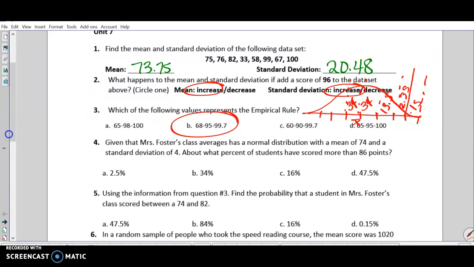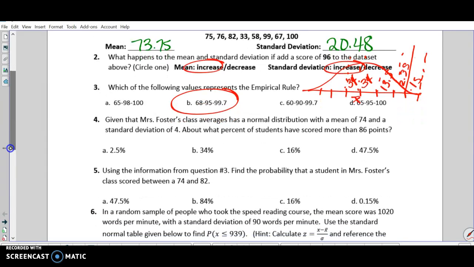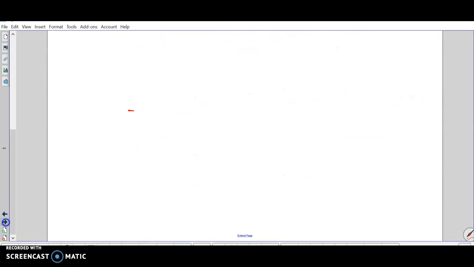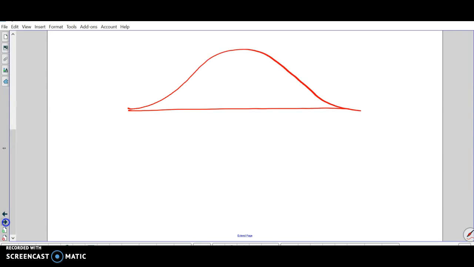These are symmetric. So that brings me to number 4, which tells me that I have a normal distribution with a mean of 74 and a standard deviation of 4. So I've got to see how many students scored more than 86 points. So I'm going to go back to this page and give me some room so I can draw my curve. I know it's normal, so I know that my data is going to be this bell-shaped curve with a mean of 74, so that's my middle, and a standard deviation of 4.